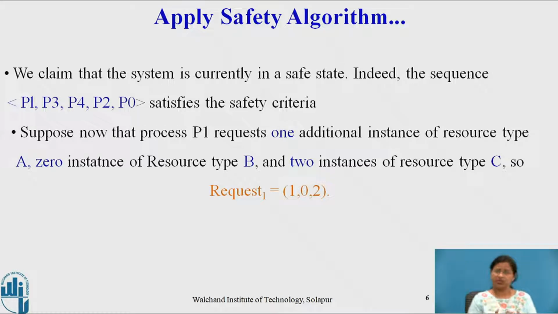Now suppose system is in safe state. Now suppose process P1 makes a request for one additional instance of resource type A, 0 instances of resource type B and 2 instances of resource type C. So now request 1 becomes 102.